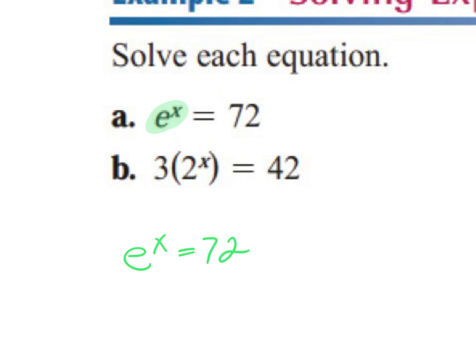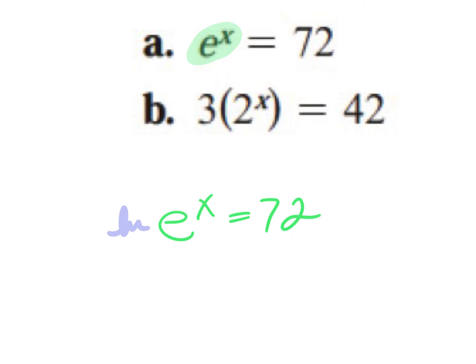Is e to the x all by itself? Yeah, there's nothing being added, subtracted. Okay, e to the x is all by itself. So I don't have to get anything to the other side by using our inverse operations. I now have to get x by itself. Well, we have to do the inverse. What is the inverse of e? ln. So if you take the ln of one side, what happens with ln and e? They cancel, so I get x. Well, what you do to one side, guys, you have to do where? To the other. So in your calculators, hit ln 72.